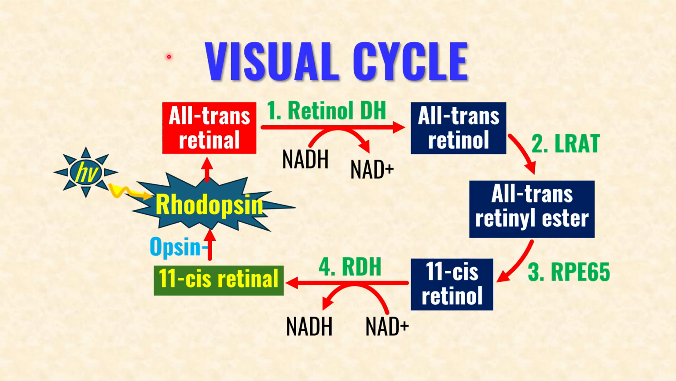So this is all about the visual cycle, a total of 4 reactions and 2 locations. The first reaction happens in photoreceptor cells, rod and cone, and the remaining 3 reactions happen in retinal pigment epithelium.